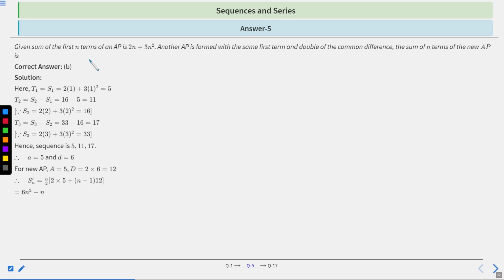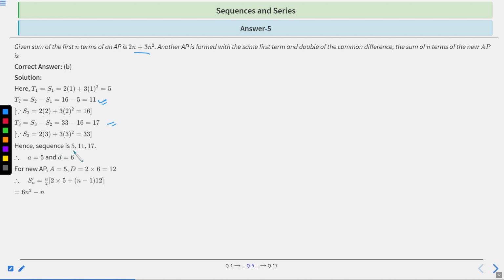So the sum of the first n terms of the AP is this, right? So T1 is basically S1. So T1 can be found by S1. Putting n equal to 1, 2 into 1 plus 3 into 1 square is equal to 5. Now T2 is basically S2 minus S1, so 16 minus 5. S2 is 2 into 2 plus 3 into 2 square, which is 16. T2 is 11. So T3 is S3 minus S2. S3 can be calculated as 2 into 3 plus 3 into 3 square, which is equal to 33. So T3 is S3 minus S2, which is 17.